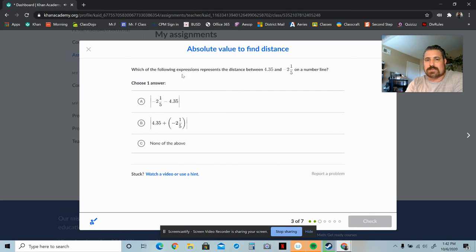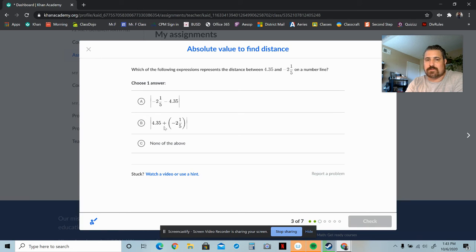Okay, which of the following expressions represents the distance between 4.35 and -2 and 1/5 on a number line? So you would just go, okay, from 4.35 to -2 and 1/5. So it'd be 4.35 take away -2 and 1/5, or it would be -2 and 1/5 take away 4.35. It's going to be the difference, right? And then the absolute value of that difference. It doesn't matter which one you start with, you just take away the other. So this one's -2 and 1/5, and you're taking away the 4.35. This would work just fine.